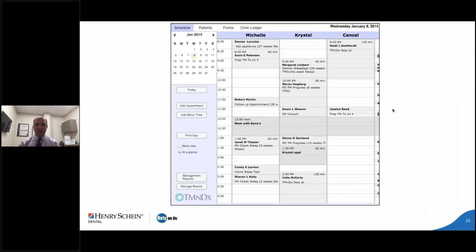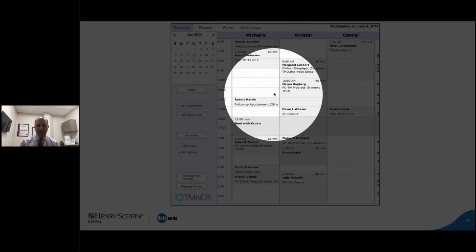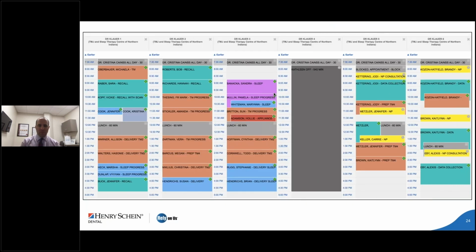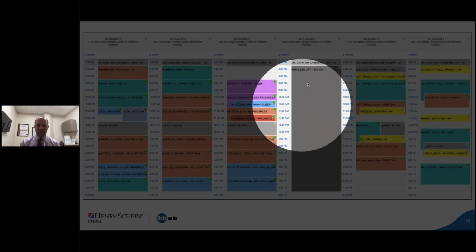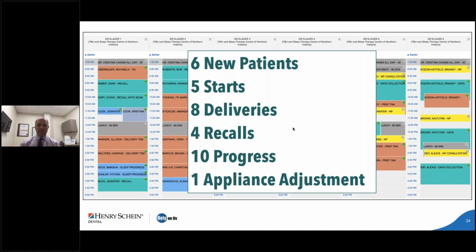So back in January of 2014, this is what my schedule looked like. I do have permission to show these names. We had Michelle and Crystal running 2 rooms, and now we run 5 or 6 rooms. We had an assistant off here, and that's kind of what the schedule looks like. So a day like that was 6 new patients, 5 starts, 8 deliveries, 4 recalls, some progresses, and appliance adjustments. And today was a similar day to that. We had 5 new patients, started 5 cases, and had a handful of deliveries, recalls, and progresses scheduled in there.